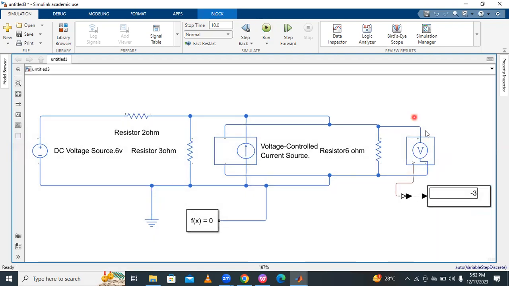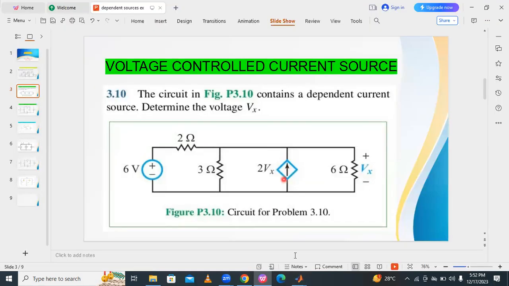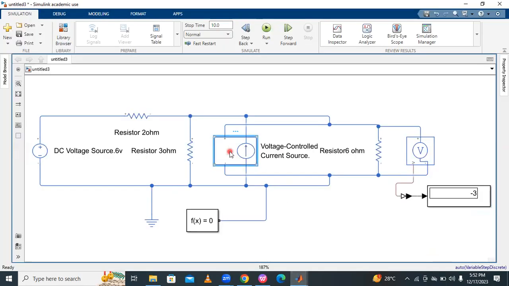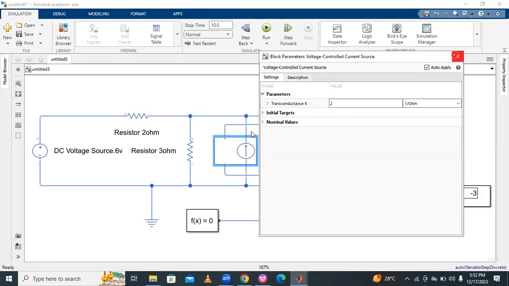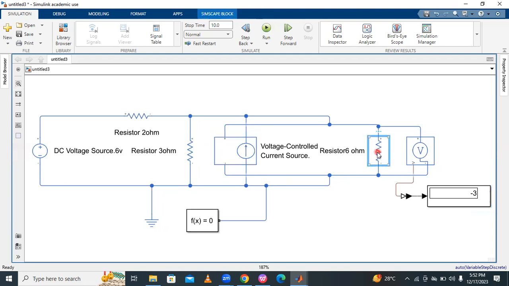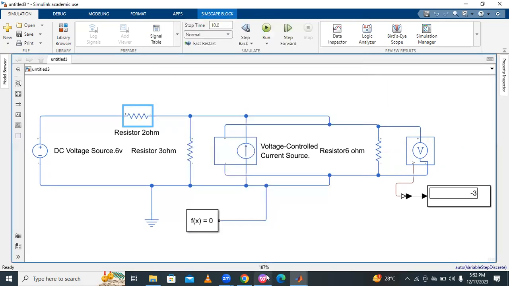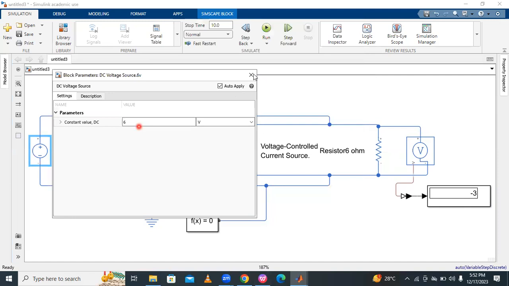How much voltage here? Minus 3 volts. Okay. The transconductance is 2Vx, and 2Vx depends upon this 6 ohm resistor. And here what is the resistance? 2 ohms. And here the resistance is 3 ohms. And our DC voltage source is 6 volts.